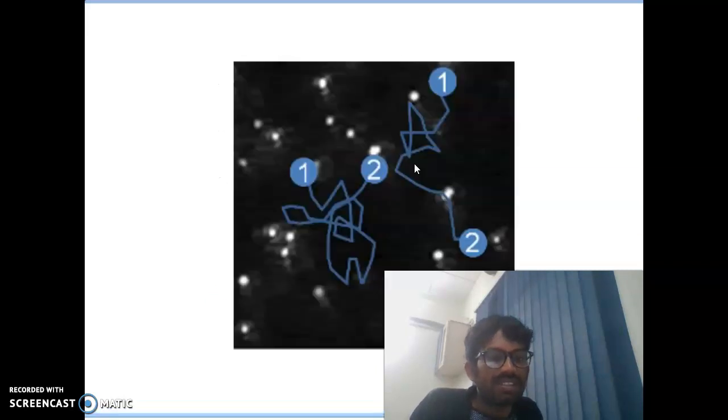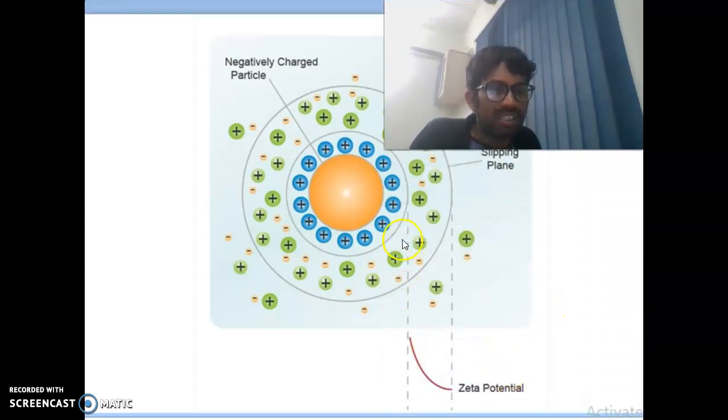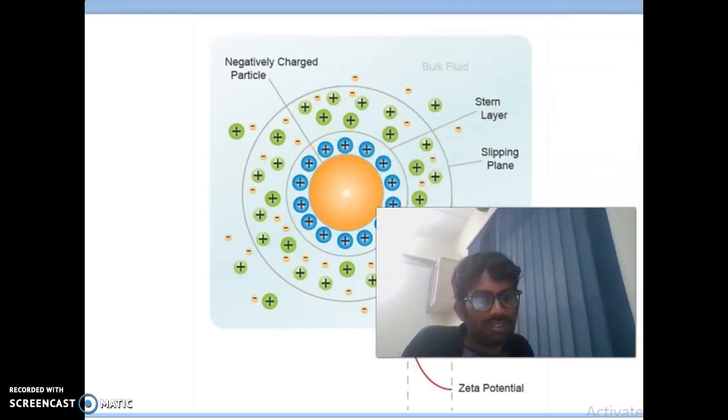And next one, this is the picture of the Brownian motion, how it is a zigzag system, the particles are moving in that image. Next one, see the negatively charged particle at the center, then the next one is the stern layer and the slipping plane. These are the zeta potential. What is the zeta potential of this one? You can see that the zeta potential is between the stern layer and the slipping plane. That between is called the zeta potential. Okay, positive and negative charge of the negatively charged particles.